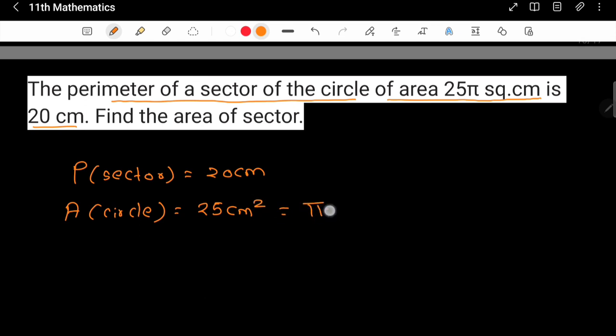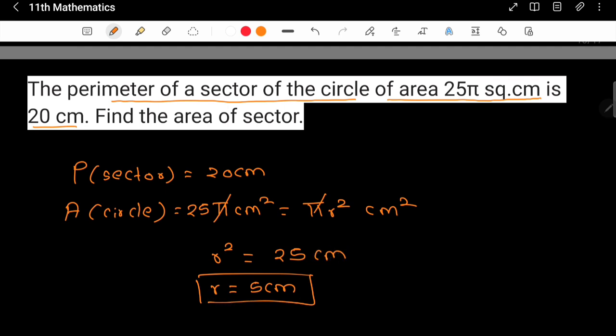Now we know the area of the circle is pi r square. Oh sorry, it is given as 25 pi, so let me just adjust it over here: 25 pi centimeter square. Okay, so pi and pi get cancelled. We have r square is equal to 25, so r is equal to 5 centimeter. So from the area of the circle, we can calculate the radius of the circle.